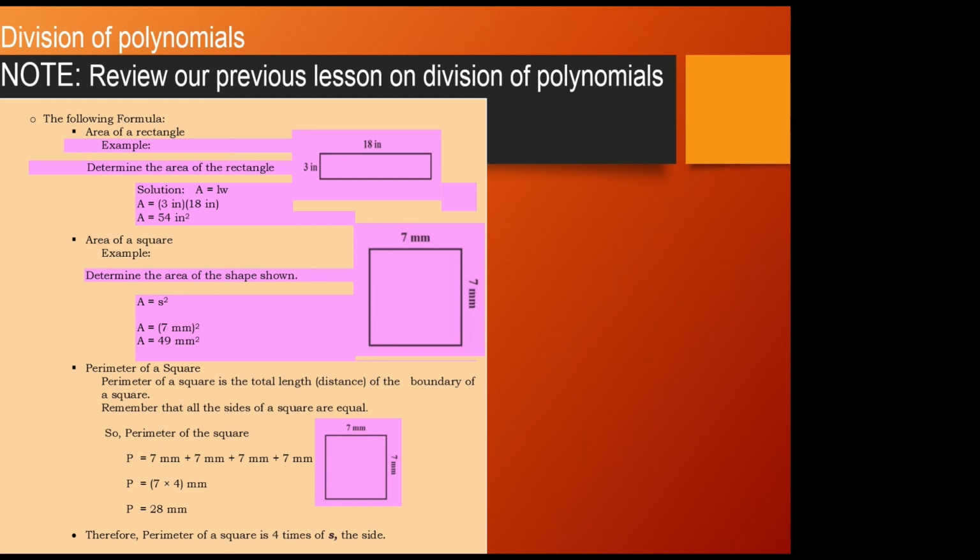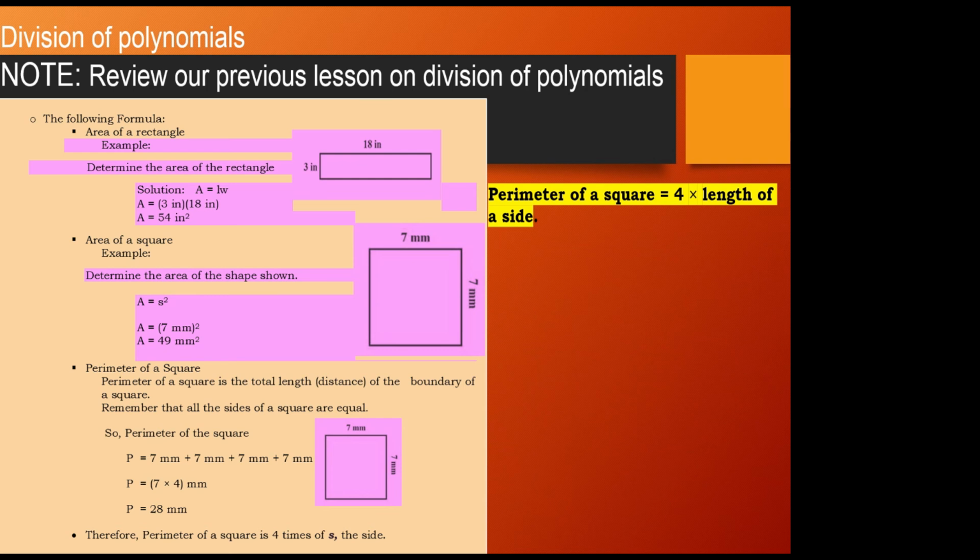Another is the perimeter of a square. To find the perimeter of the square with side 7, you just add 7 plus 7 plus 7 plus 7, or 7 times 4, or 4 times 7, which is 28 millimeters. Therefore, the perimeter of the square with side 7 is 28, or 4 times 7, which is 28.